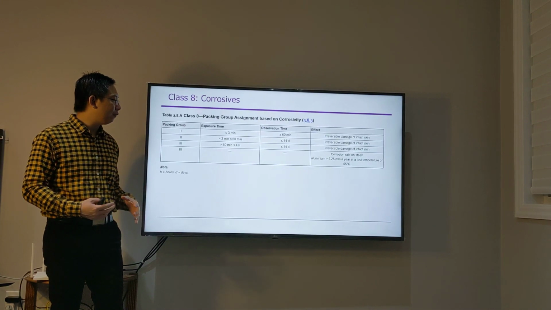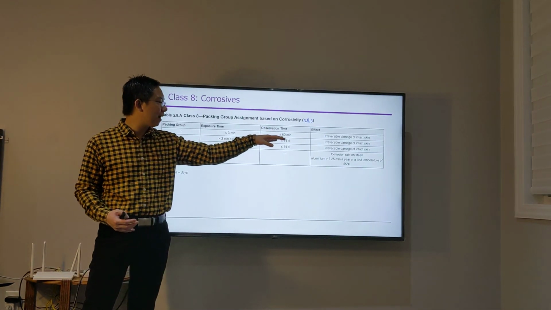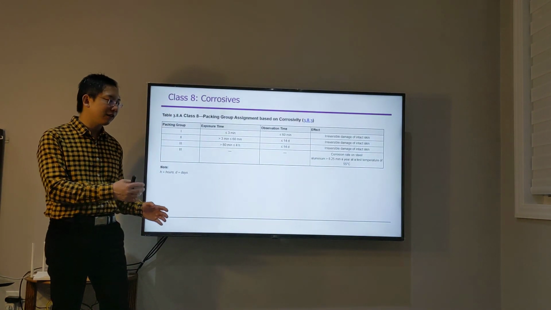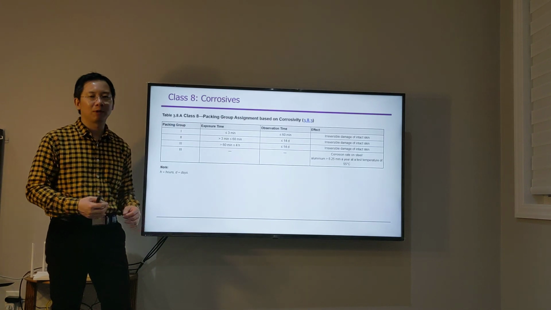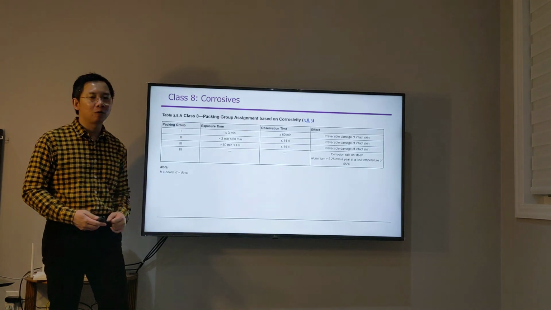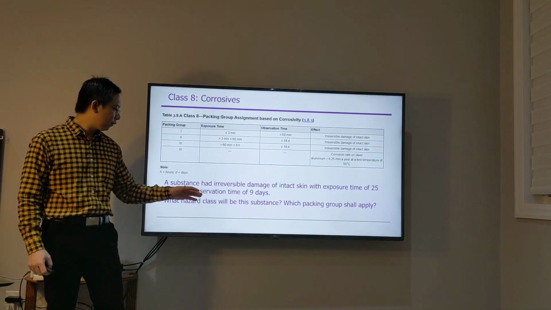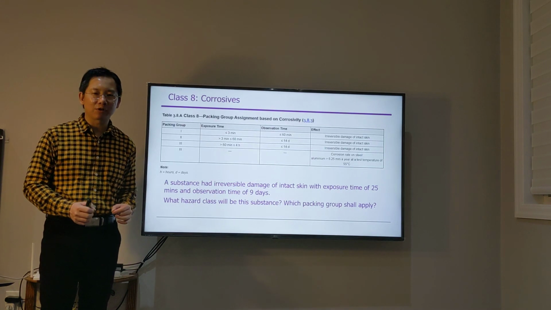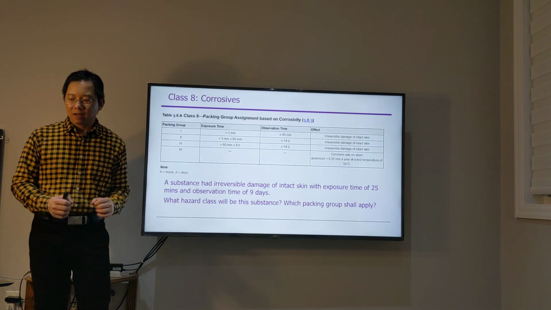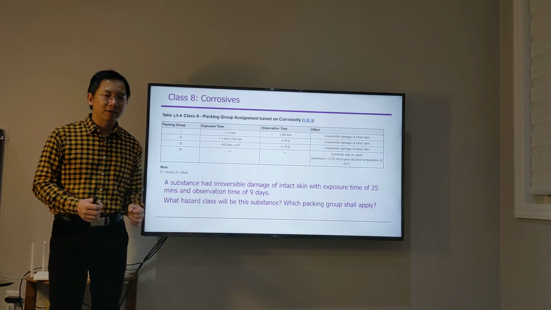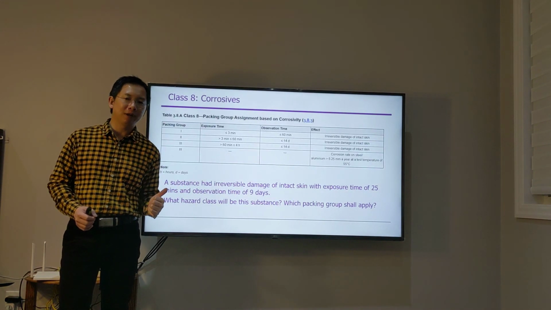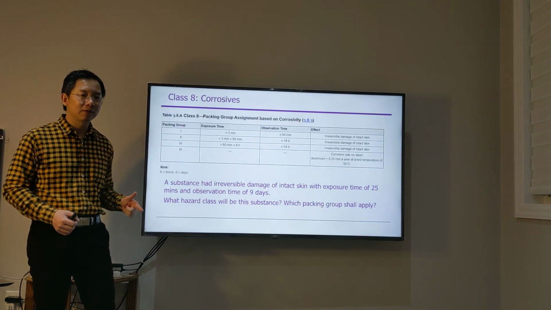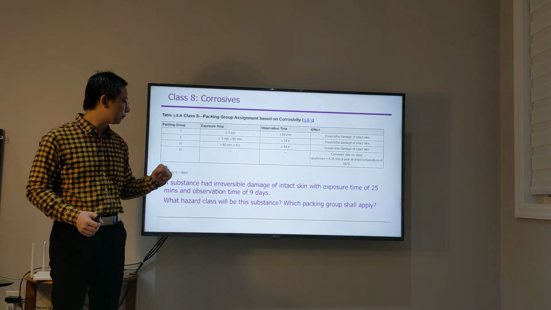So now we know that if we have the exposure time, we have the observation time, and if we have the effect, we can classify it to class 8, and if it is a corrosive material, we know which packing group we should apply. Let's have a look at the example here. A substance has the irreversible damage of the intact skin with an exposure time of 25 minutes. Number 1, we have the exposure time of 25 minutes. Number 2, we have the observation time of 9 days. So we have all the criteria to make the decision.